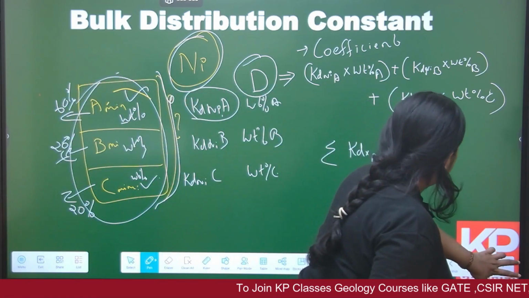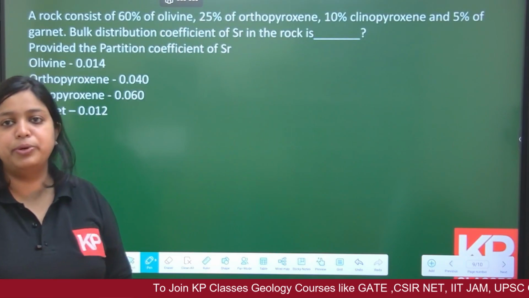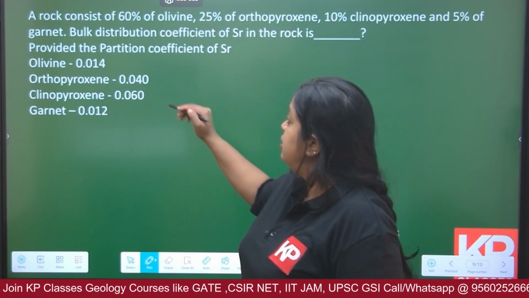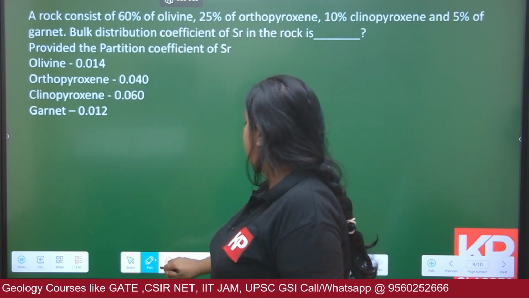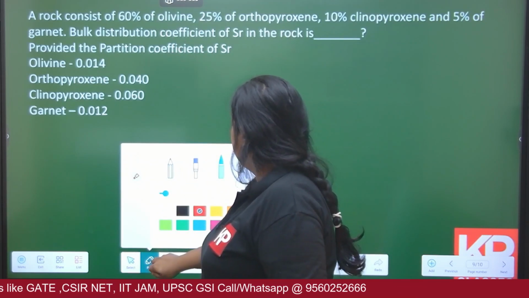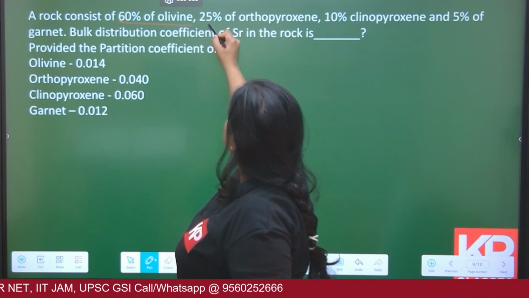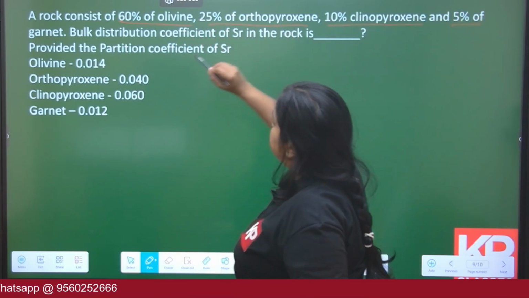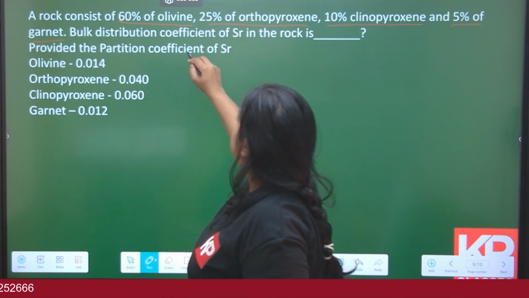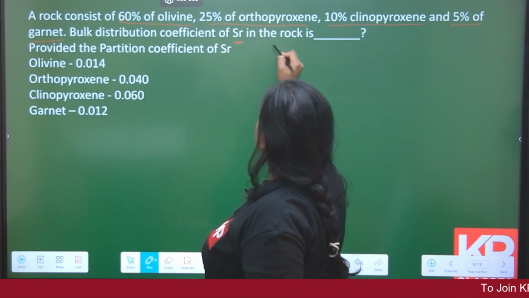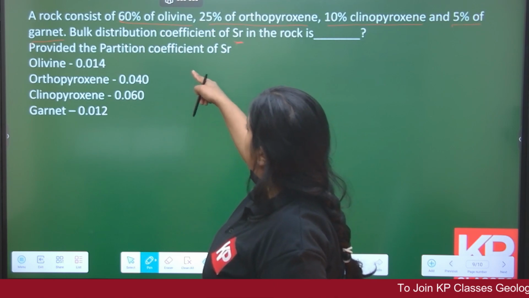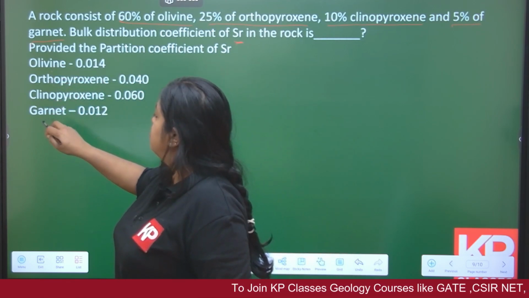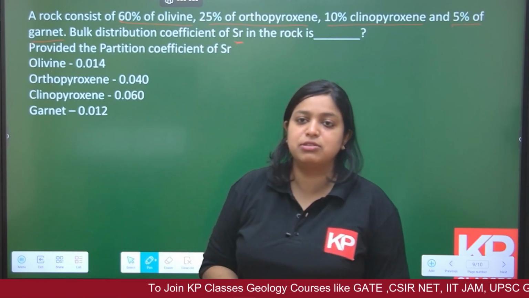Now, usually numerical questions do come from this section. This is one of the numerical questions. A rock consists of 60% of olivine, 25% of orthopyroxene, 10% of clinopyroxene, 5% of garnet. Bulk distribution coefficient of strontium in the rock is dash, provided the partition coefficients of strontium in olivine, orthopyroxene, clinopyroxene and garnet. Partition coefficients are provided.